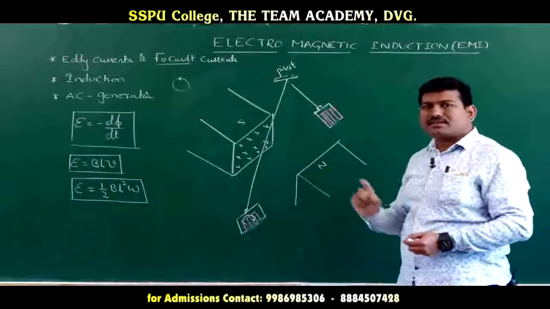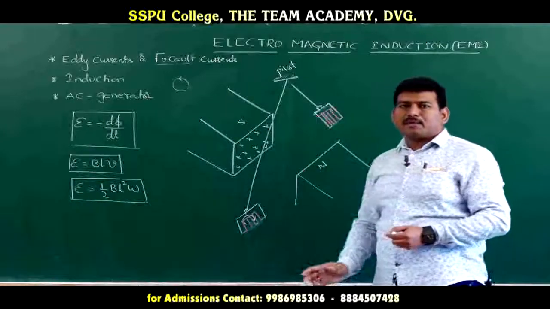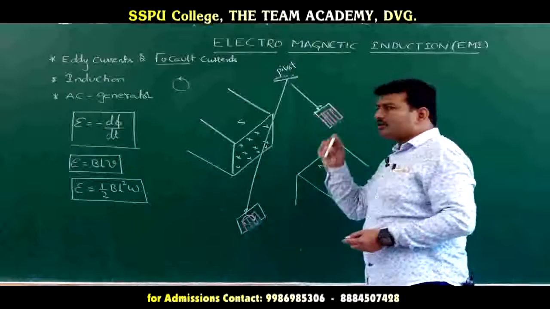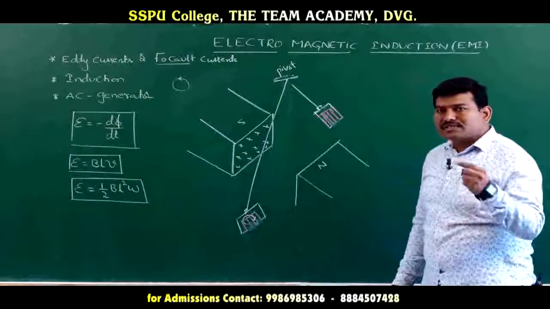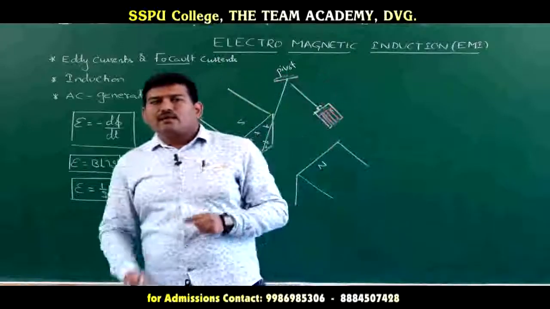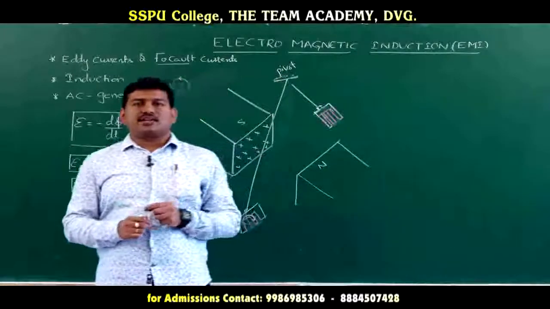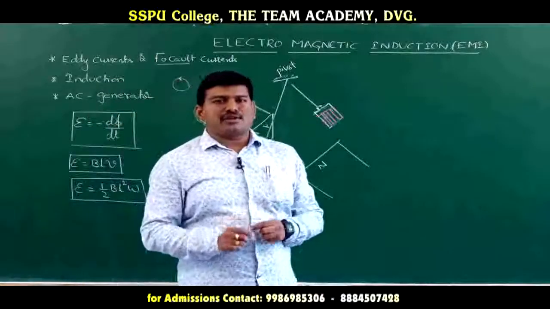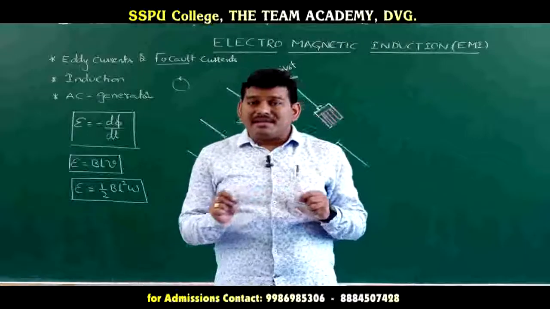So, the induced current is depending upon what here? It is depending upon the effective area. By reducing the effective area, we can reduce the eddy current values. That is why, when you want to increase the efficiency of the transformer, whenever there is an eddy current loss, then what you need to do is the core material is to be laminated.